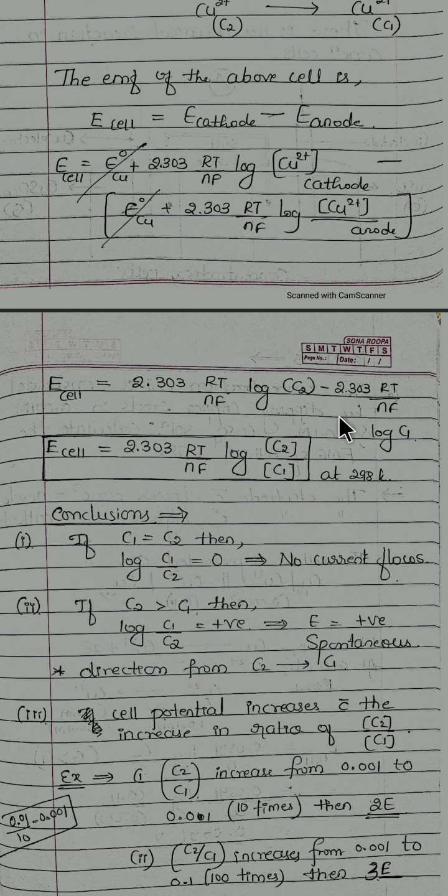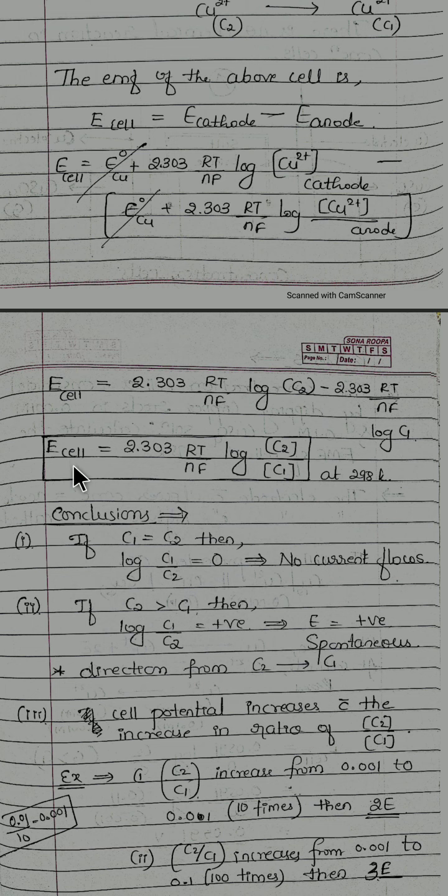From the basic mathematical simplification of logarithms, log A minus log B can be written as log A by B. Here A is C2 and B is C1. So you are left with the final expression: E cell equals 2.303 RT divided by NF log C2 divided by C1. This is at standard temperature, that is 298 Kelvin. So this is the final expression for the concentration cell.